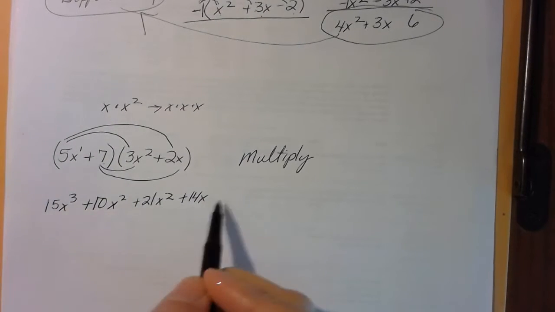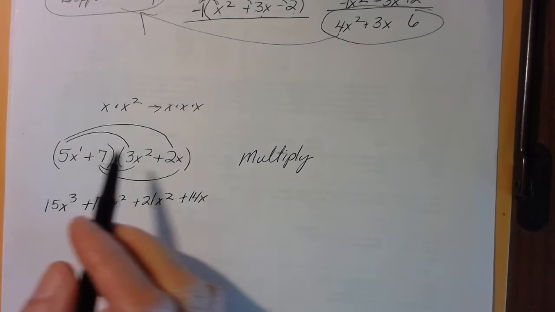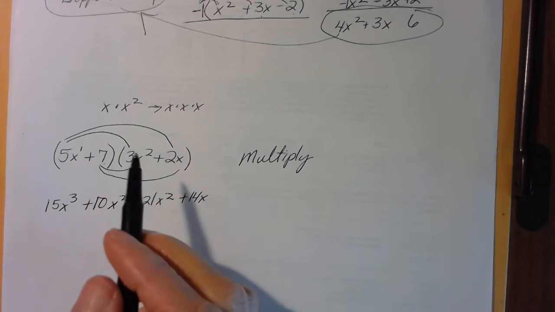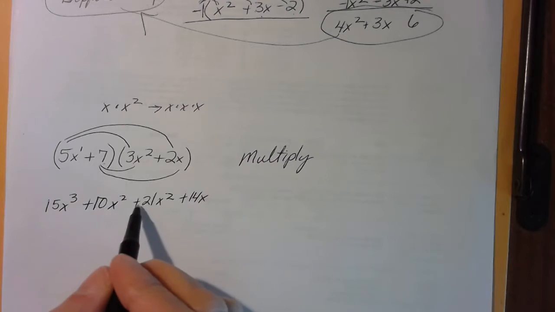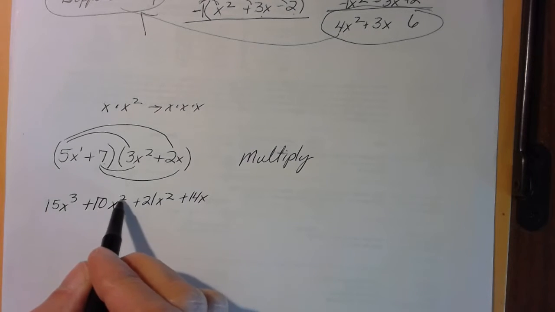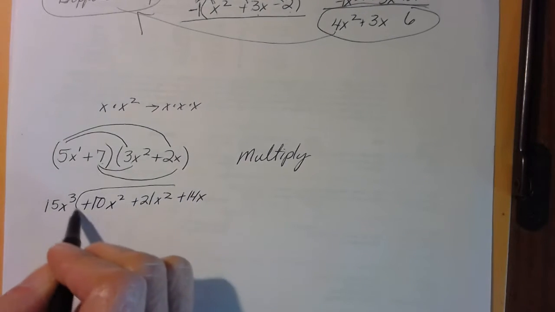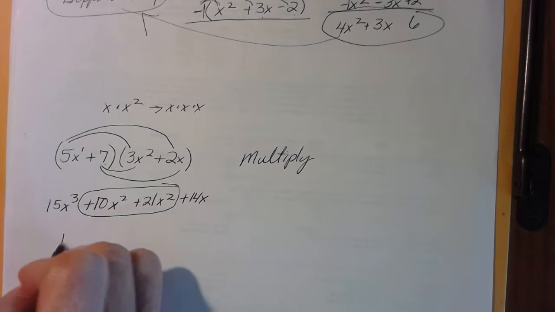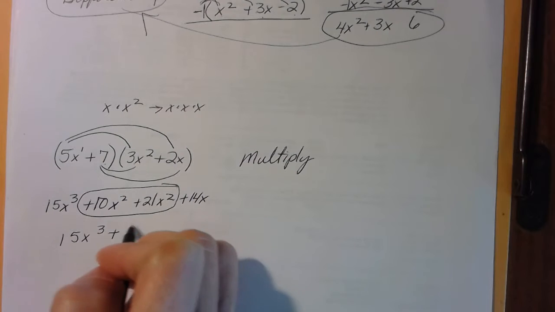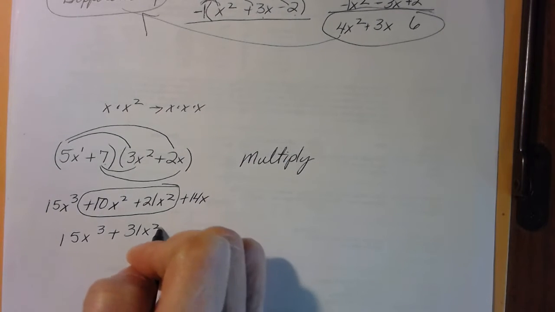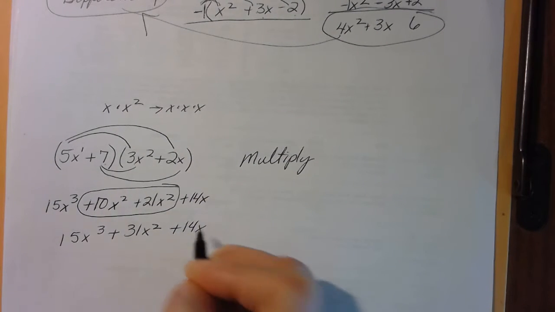Okay, so now we look at this and we've got 4 terms. So 2 terms times 2 terms gives us these 4 terms, but these are like terms. And by like terms, I mean they have the same exponent. So I can collect those. So this would be 15x to the third plus 31x squared plus 14x.